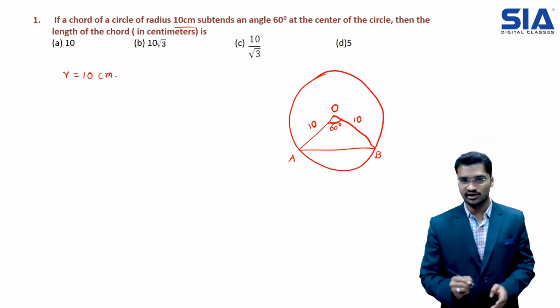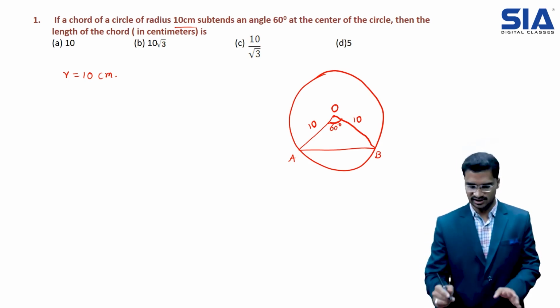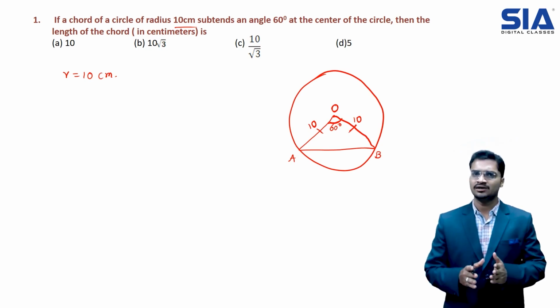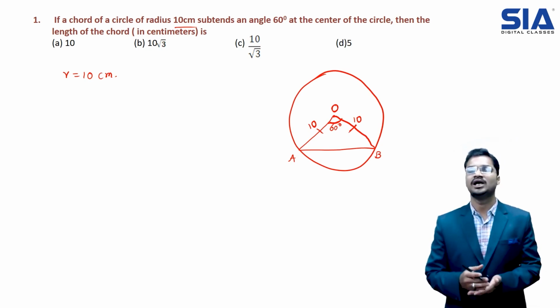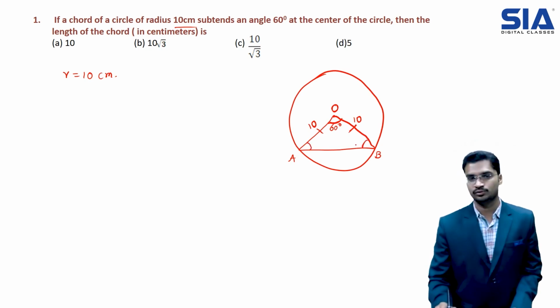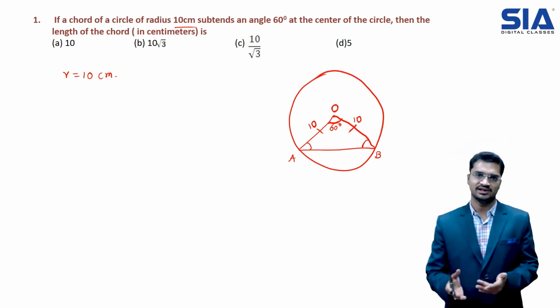OB is also the radius of the circle, so this is also 10 centimeters. If in a triangle two sides are equal, then the opposite angles should also be equal. Then this angle and this angle should also be equal. Let us assume these angles as x and x.